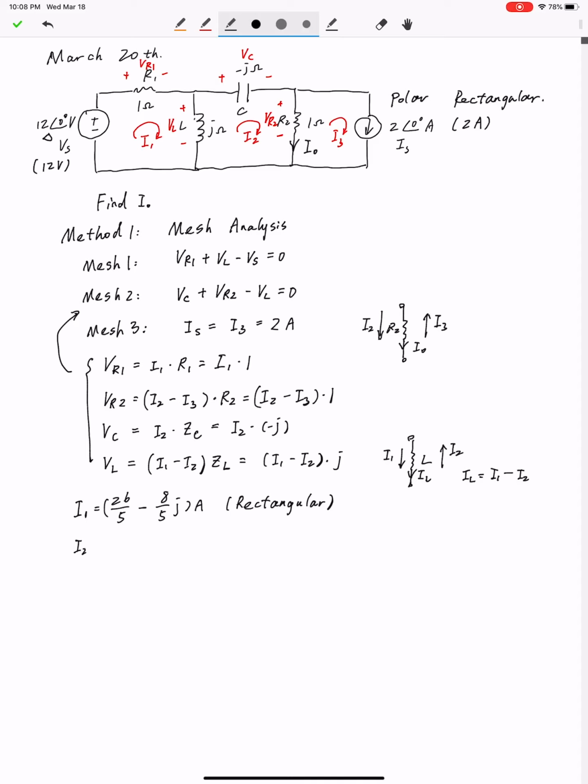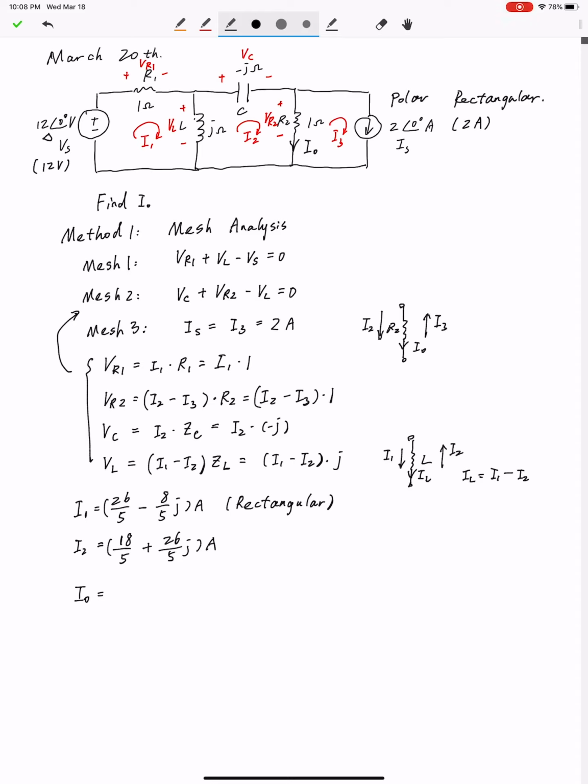And I2 equals 18 over 5 plus 26 over 5 j. The unit is also amps. Right, so after we find I1 and I2, the question is what's the value for I0?